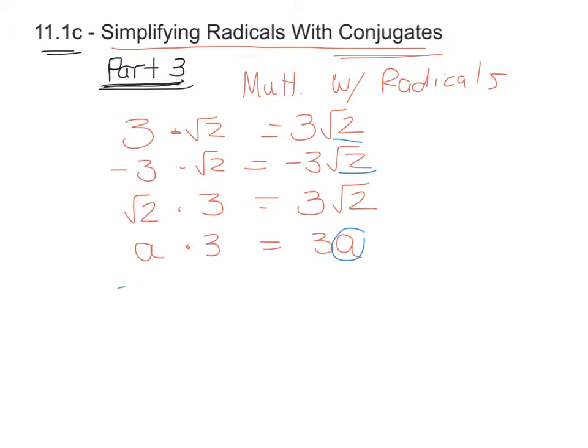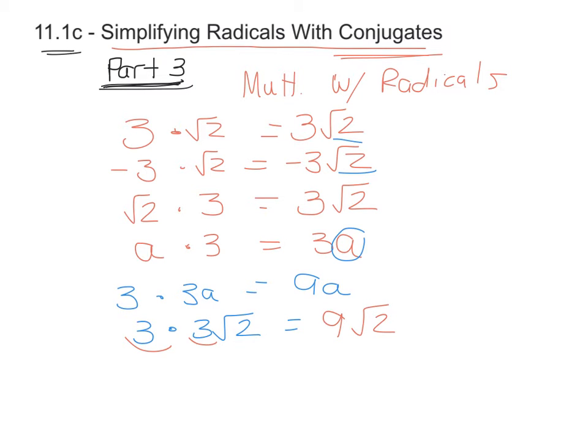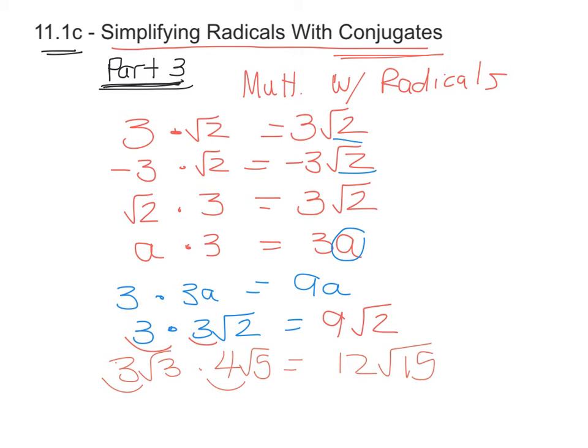So if I was multiplying 3 times 3a, that would be 9a. And the same thing for a radical, 3 times 3 radical 2. Well, I multiply what's on the outside, 9, and I would get 9 radical 2. And if I was multiplying 3 radical 3 times 4 radical 5, we learned before that that would be 12, multiply what's on the outside, and then multiply what's under the radical. So 12 radical 15.